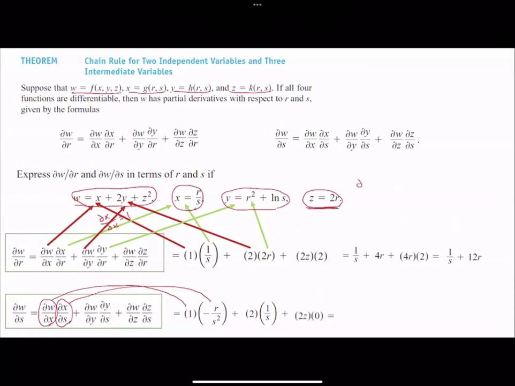So the partial derivative of Z with respect to S becomes 0. That's how you end up with this 0 here. So you can get rid of the last term. You get negative R over S squared plus 2 over S. So this is the partial derivative of W with respect to S.